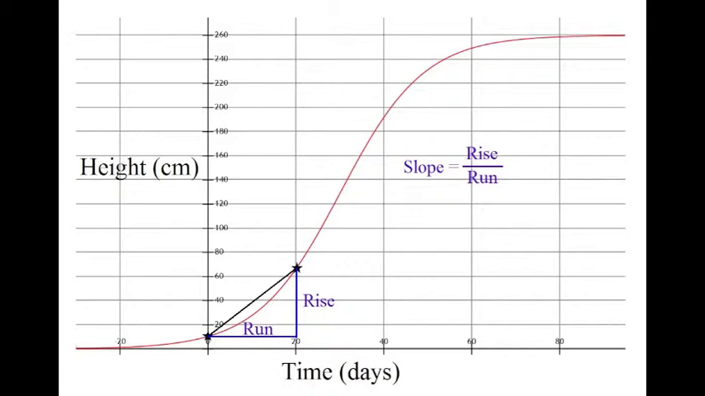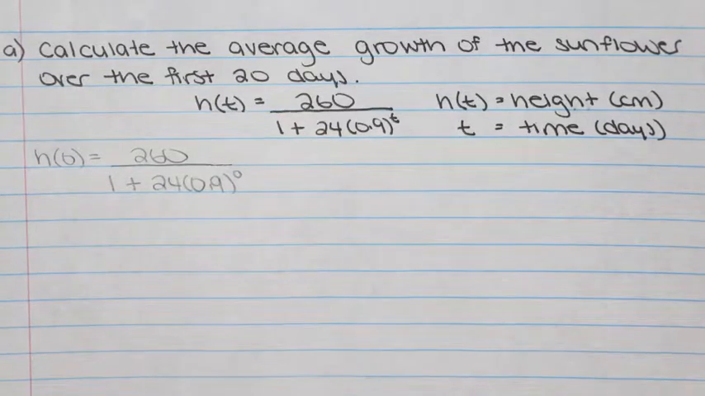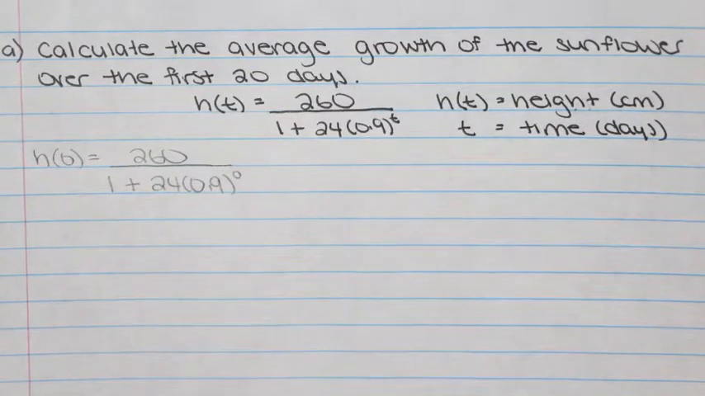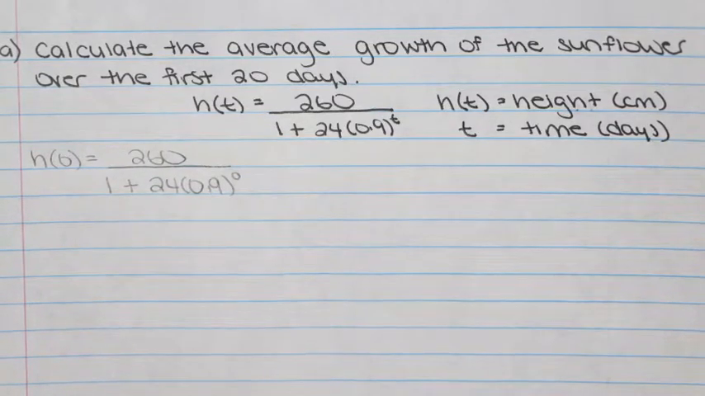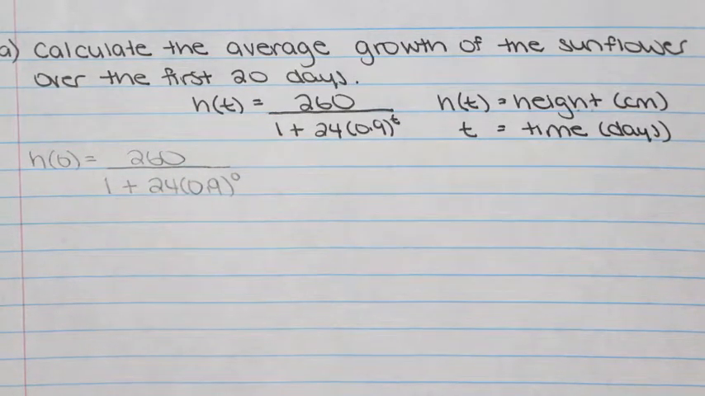We can, however, calculate the coordinates of the function at 0 days and at 20 days. Using the coordinates, we can plug the corresponding values into the equation slope equals y2 minus y1 over x2 minus x1 to solve for the average rate of change. Let's get started. The first step is to solve for h of t at 0 days and at 20 days. Since t is equal to the time in days, we must solve for h of 0 and h of 20.